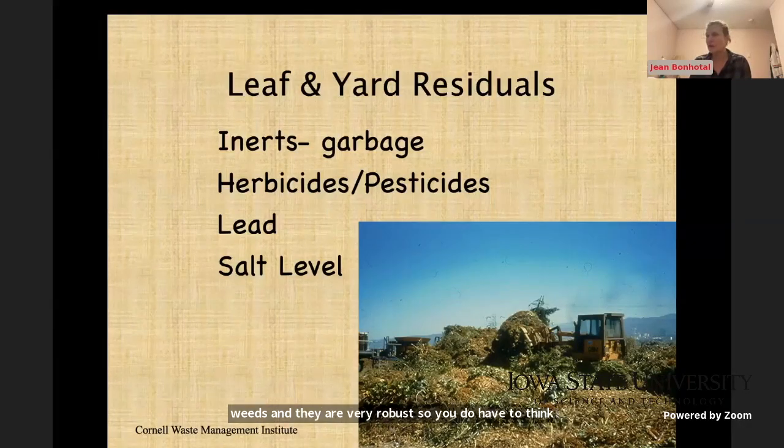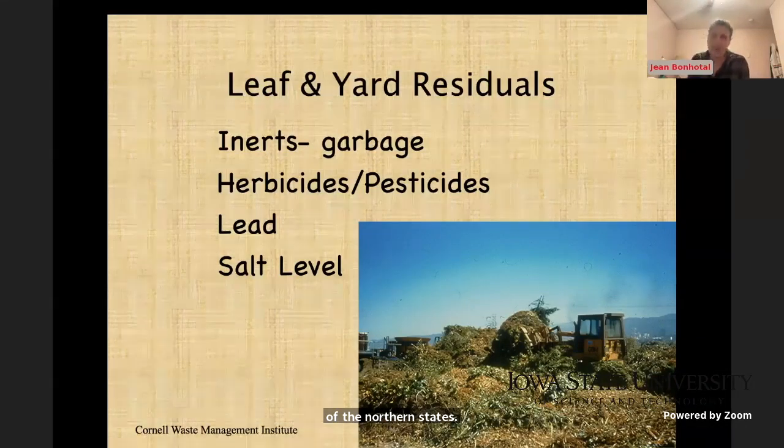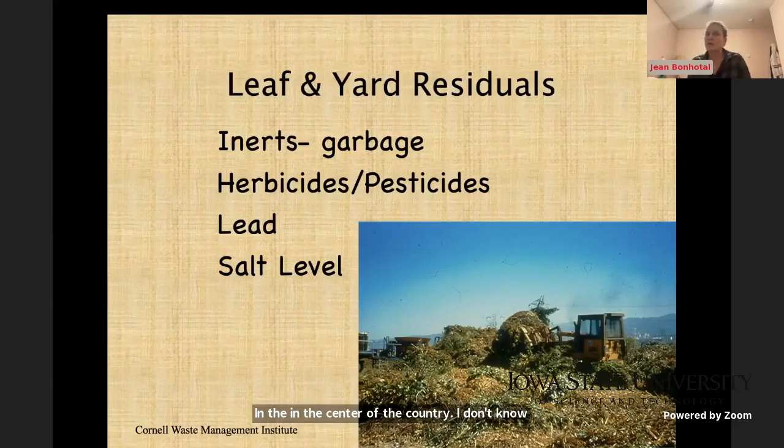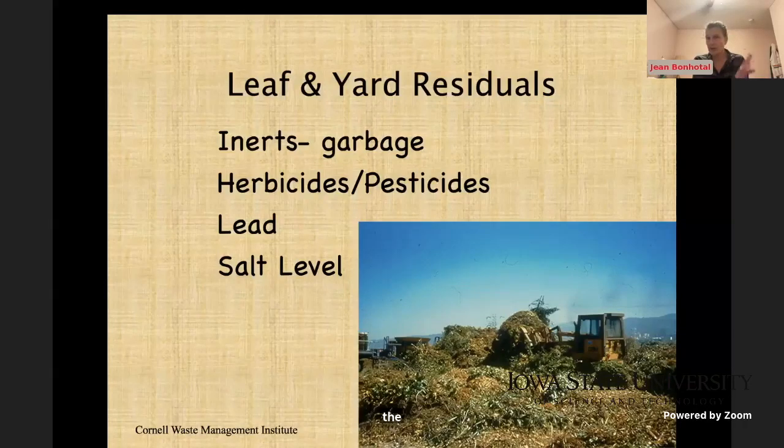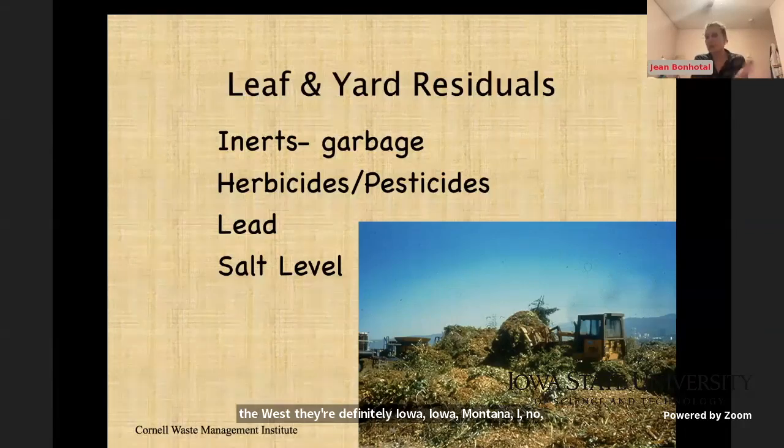We have outlawed them in the whole Northeast, I think even some of the Southeast, and some of the northern states in the center of the country. I don't know whether they are sprayed on hay crops and the like in Iowa. I don't think they've been outlawed in those areas. In the West, Idaho, Montana, they're definitely still using them and they are causing problems.